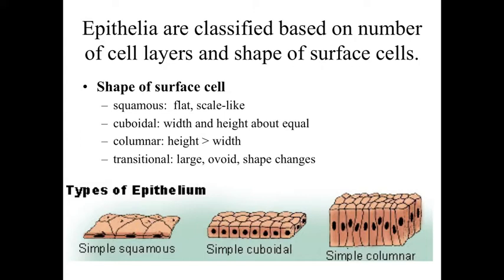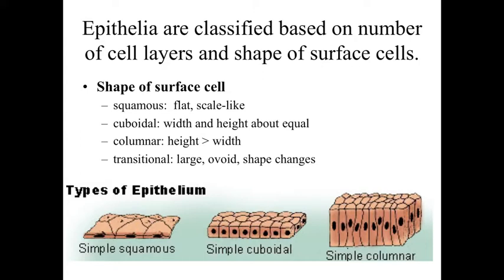And then we take a look at cells that are built a little bit larger. If the cells have about the same width and height, they're basically box-like cells. They're going to be same width, same height. They're going to be little cubes. And so we're going to refer to them as cuboidal cells. If they're taller than they are wide, if they've got more height than they've got width, they're going to be columnar cells because they're going to be looking like little columns.